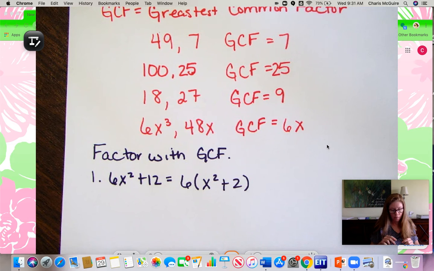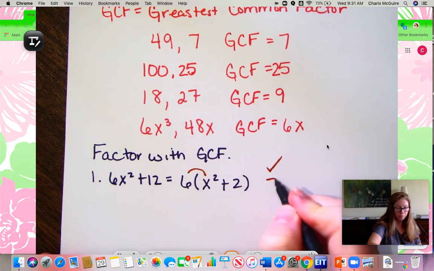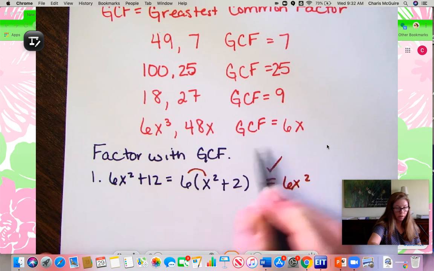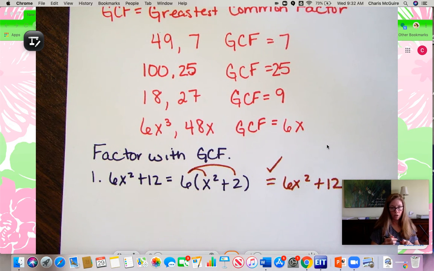And the great thing about factoring is that you can check your answers, right? So if I want to check this, we can do 6 times x squared, which is 6x squared, and 6 times 2, right? So I want you to think factoring is breaking down, it's division, basically. And then when you check it, you're going backwards. And if you remember the distributive property, right? So when we factor, it's the reverse of the distributive property, and then we're checking it with the distributive property.